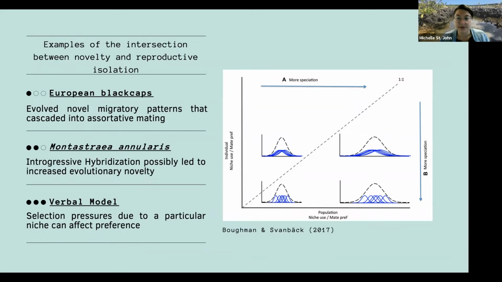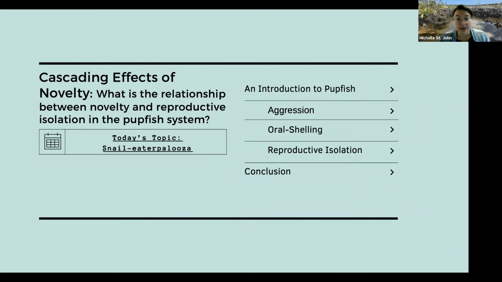So all of these examples agree that there may be a relationship between novelty and reproductive isolation, but they do not reach a consensus on what that relationship should be, which brings me to today's topic and my presentation. So I'm going to start with an overview of my pupfish system. I'm going to move on to describing 3 studies that I've performed to help tease apart the relationship between novelty and RI. And then by the end of the talk, hopefully I will have convinced you that there is a strong positive relationship between novelty and reproductive isolation in pupfish.